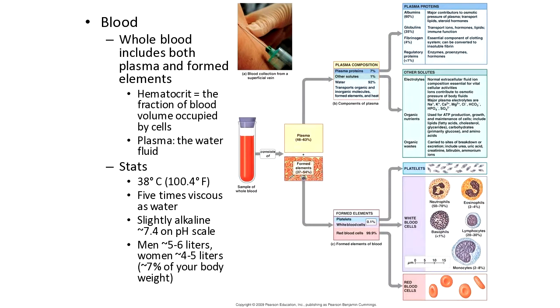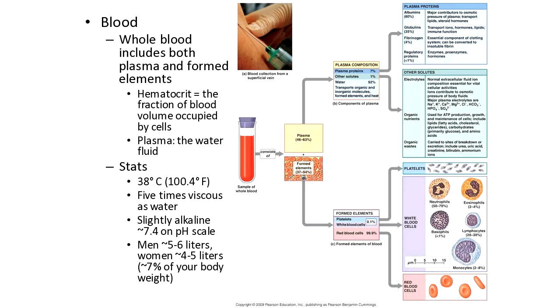Now, men are naturally a little bigger than women because I think the average male in this country is like 5'11", and the average female in this country is like 5'4", 5'5". So just because of the natural ability of men being bigger versus women, men typically have 5 to 6 liters of blood in their body, and women have about 4 to 5 liters of blood.